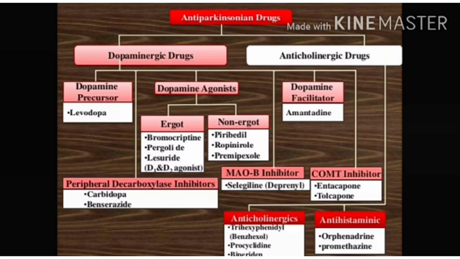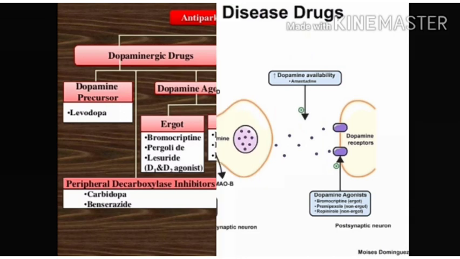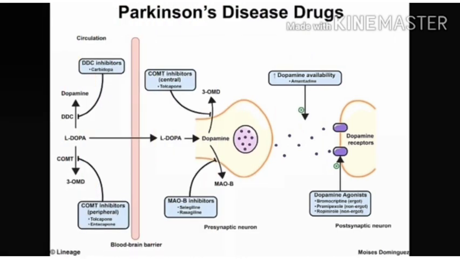MAO-B inhibitors, that is selegiline and rasagiline. Selegiline is also known as deprenyl. And COMT inhibitors, examples entacapone and tolcapone. Dopamine facilitator, example amantadine. Next is the anticholinergic drug, which is further classified into 2 types, anticholinergic and antihistaminic. Anticholinergic example is procyclidine, and antihistamines include promethazine and orphenadrine. This is all about the classification of anti-Parkinson drugs.